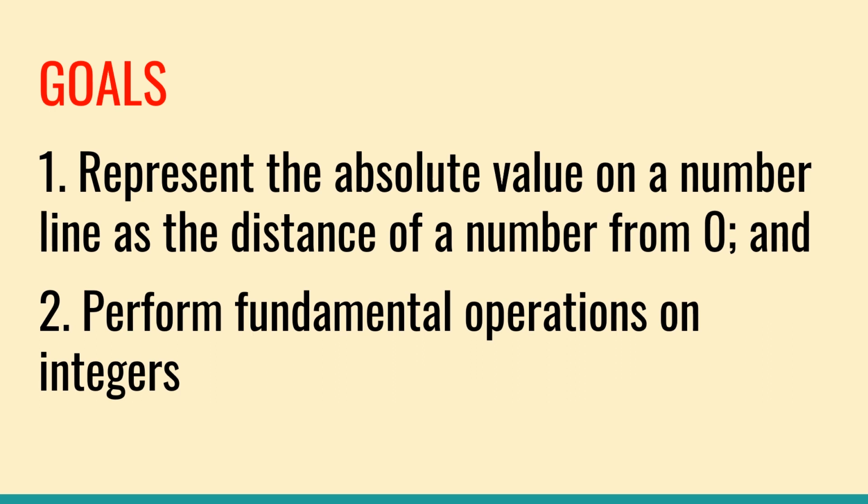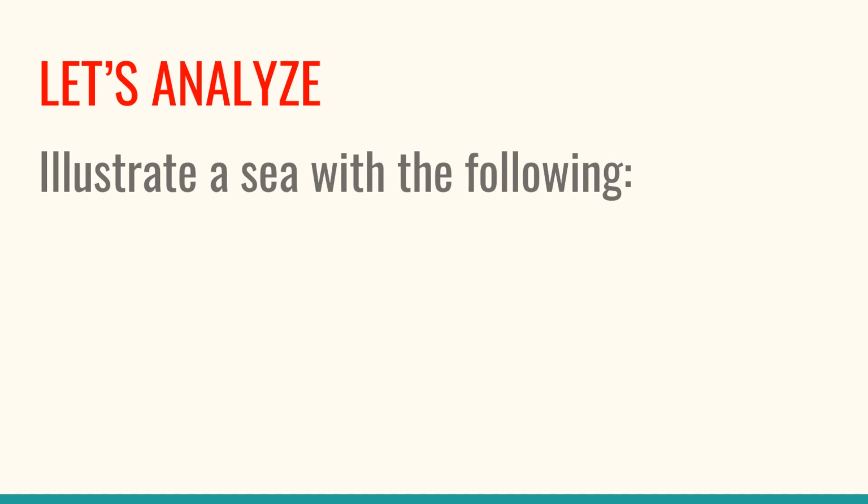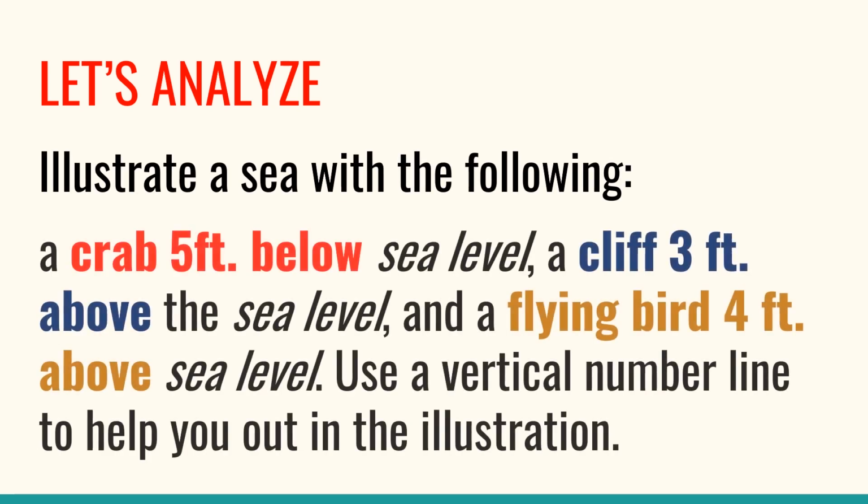Let's analyze. Illustrate a sea with the following: a crab 5 feet below sea level, a cliff 3 feet above the sea level, and a flying bird 4 feet above sea level. Use a vertical number line to help you out in the illustration.